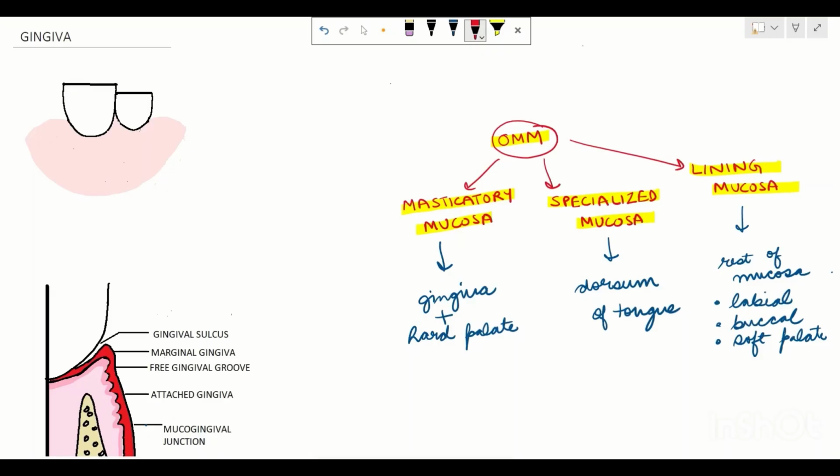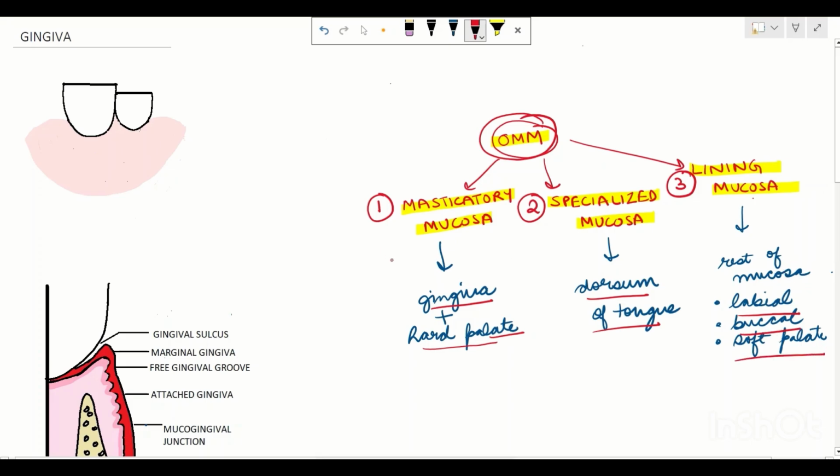Oral mucous membrane. Oral mucous membrane is a membrane that lines the oral cavity. It is of 3 types: the masticatory mucosa, the specialized mucosa and the lining mucosa. The masticatory mucosa includes the gingiva and the hard palate. The specialized mucosa includes the dorsum of the tongue. Lining mucosa is the rest of the mucosa, which includes the labial mucosa, the buccal mucosa and the soft palate.